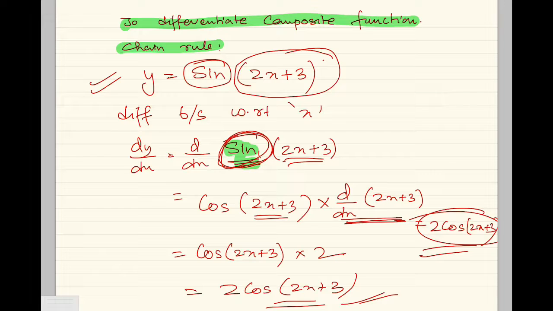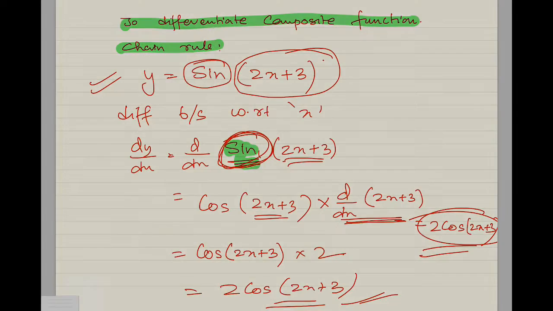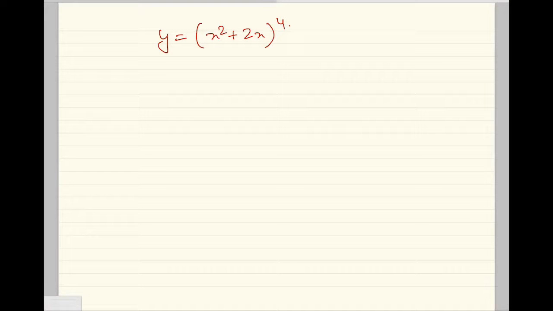So same answer we got in this shortcut method as well. So did you understand? What about this? y equals x squared plus 2x to the power 4. Does it follow a chain rule? Let's see it carefully. Normally, it should have been x to the power 4, but instead of x, there is x squared plus 2x. So definitely it is a chain rule.